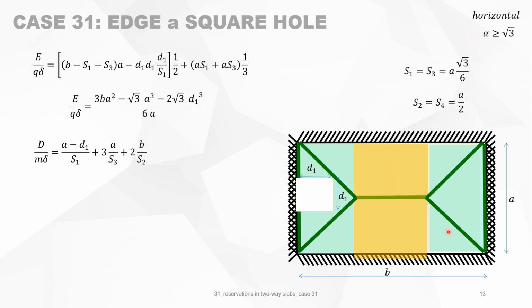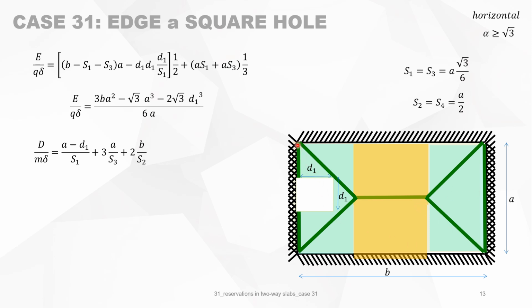Then we get the yield line at the bottom. It's M times B, and the deflection is delta over S2. But S2 is equal to S4, so you get 2 times B over S2. And then we have the yield line A times M over S3, and we get this 2 times.